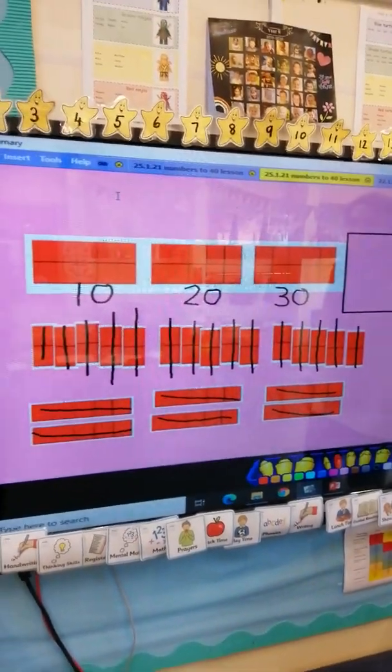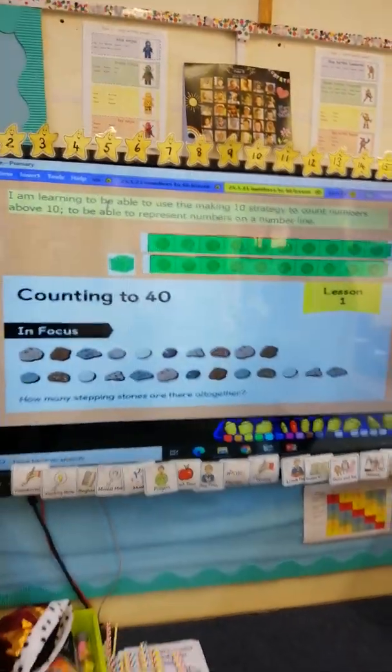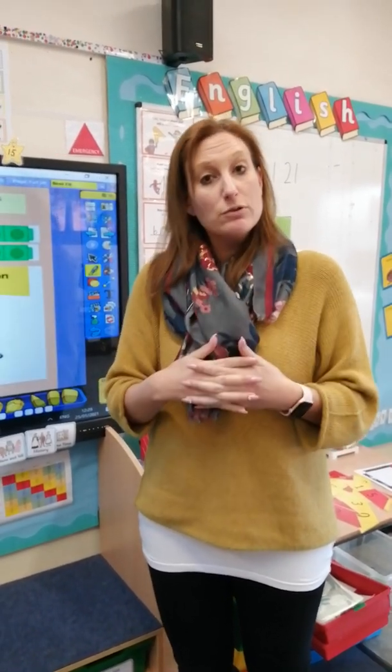Now, what we're going to do today is we're going to have a look at counting on from a tens number, okay? So we're going to have a look at today's In Focus task, but we're not going to be doing any work in our Maths No Problem books today because all we're going to be doing is practicing and rehearsing the skill of counting on from a tens number, okay?